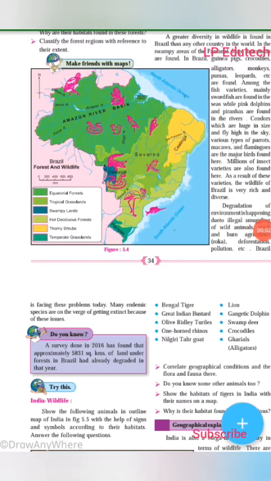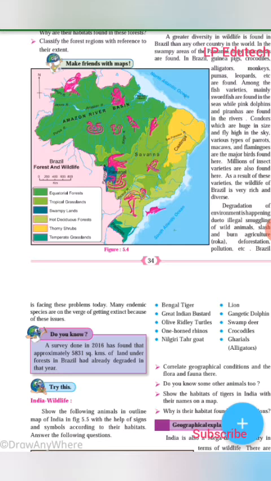So now students, just have a look, we are on page number 34 and going to learn the map scale. Here one figure is given, figure 5.4 in the map. So make friends with the map. Then there are some questions based on the maps. Now in the point Brazil wildlife, on the basis of figure 5.4, answer the following questions given in the textbook.